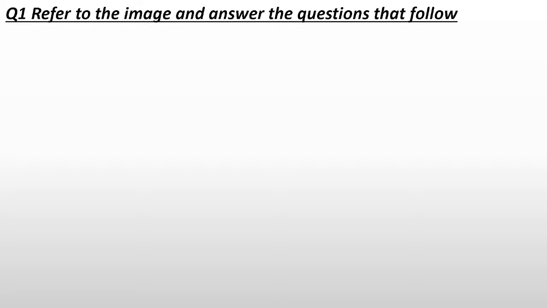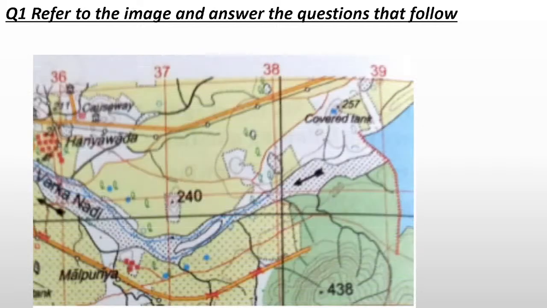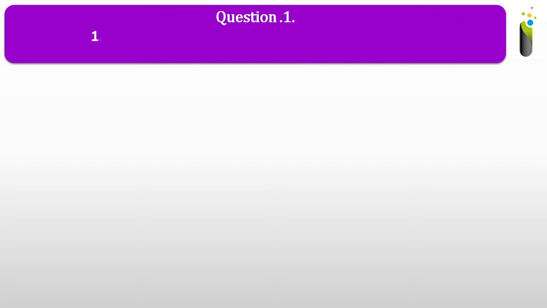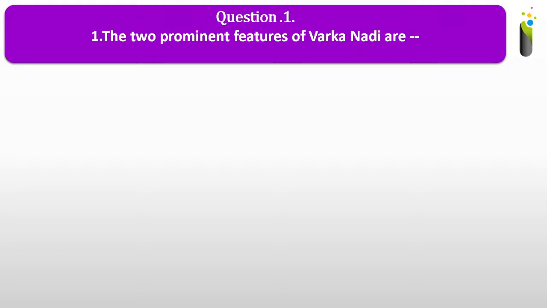Here we start with: refer to the image and answer the questions that follow. And this is the image. I will keep the image a little longer so that you can zoom in and see it properly. I hope you have seen it. Question number 1: the two prominent features of Varka Nadi are dash.